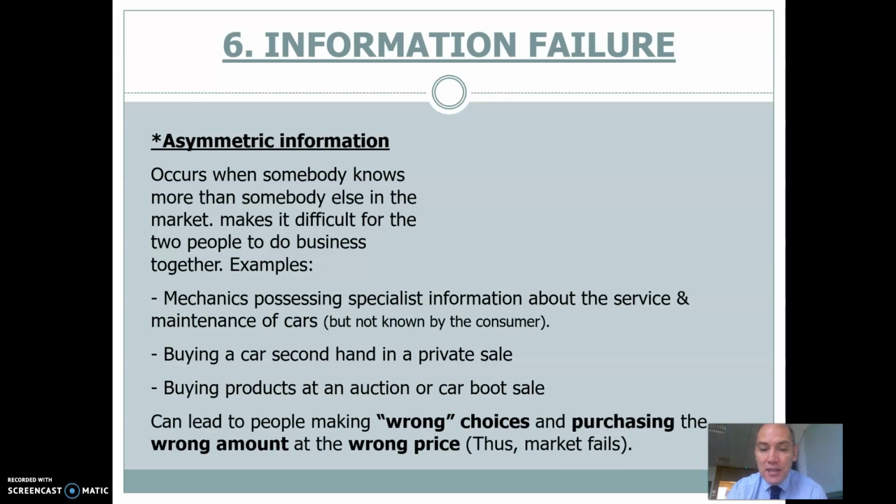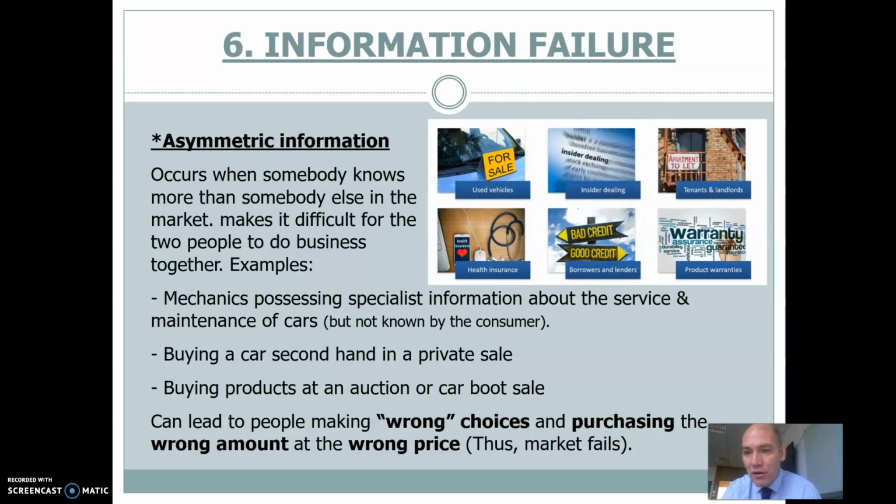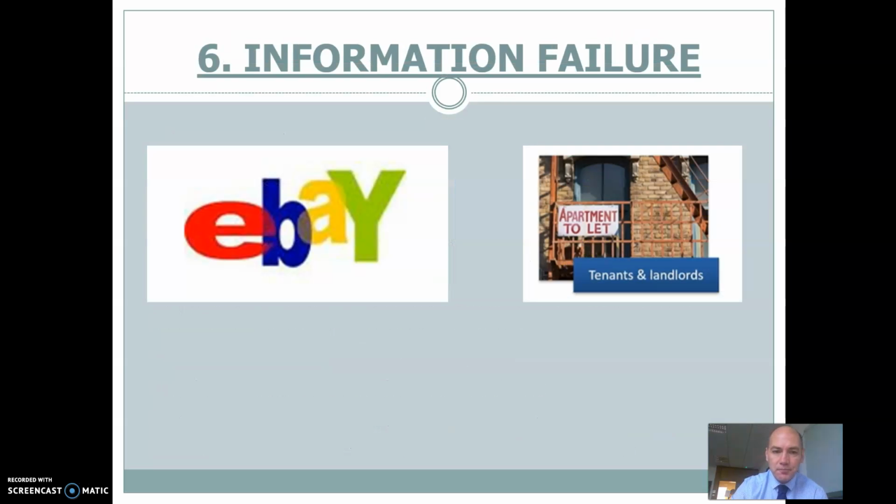If you buy products at an auction or a car boot sale, who knows more information than the other party? As a result of this, it can lead to people making the wrong choices. They buy too much or too little at too high or too low a price. So there's a misallocation of resources and the market therefore fails. There are a whole host of examples of markets where there is asymmetric information, where either the buyer or the seller knows more than the other.